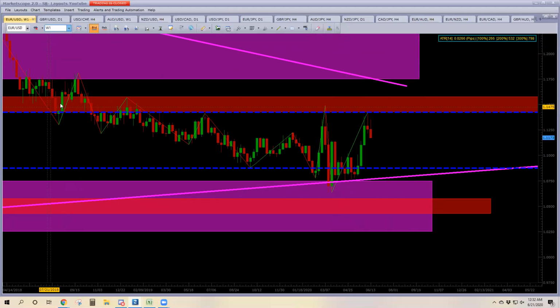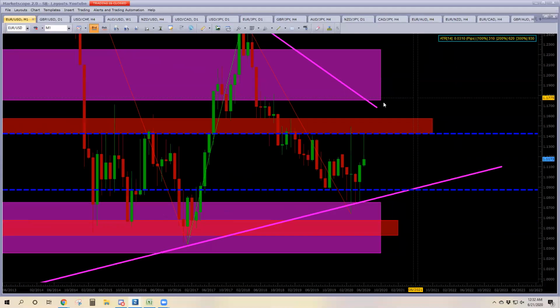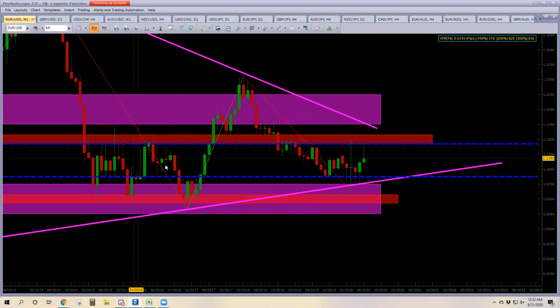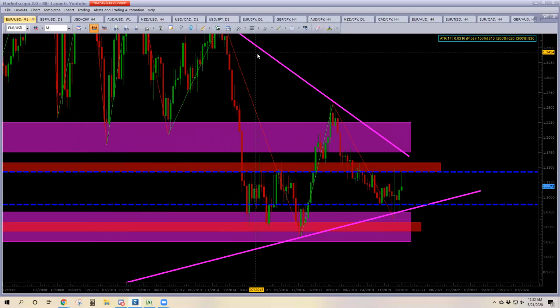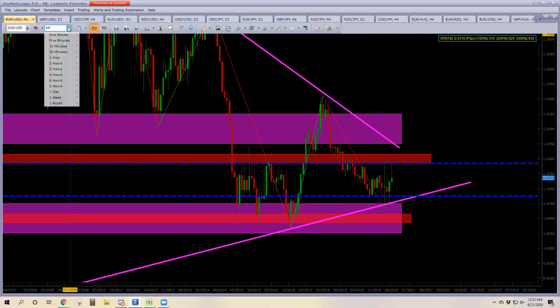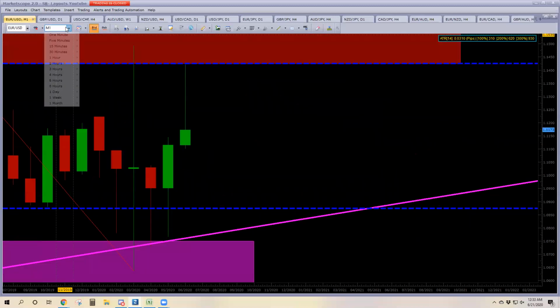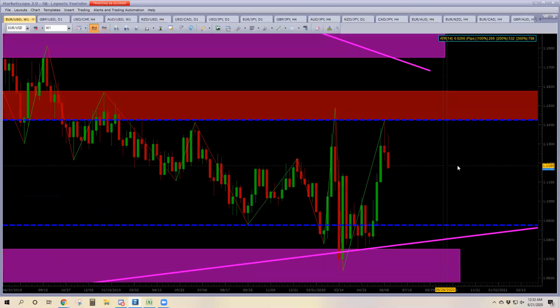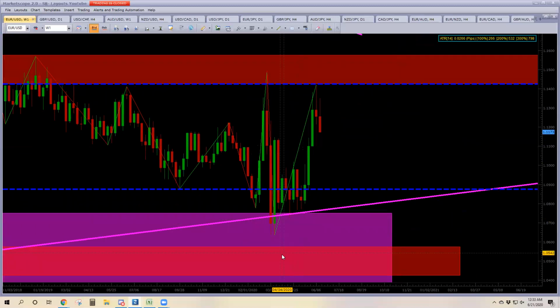Once again, the monthly zones are considered my purple zones. The red zones are considered my weekly zones. All I'm showing you here is we're in this triangle formation coming out of the monthly support. Let's break it down to the weekly. How it bounced off the weekly. It actually came to weekly resistance.